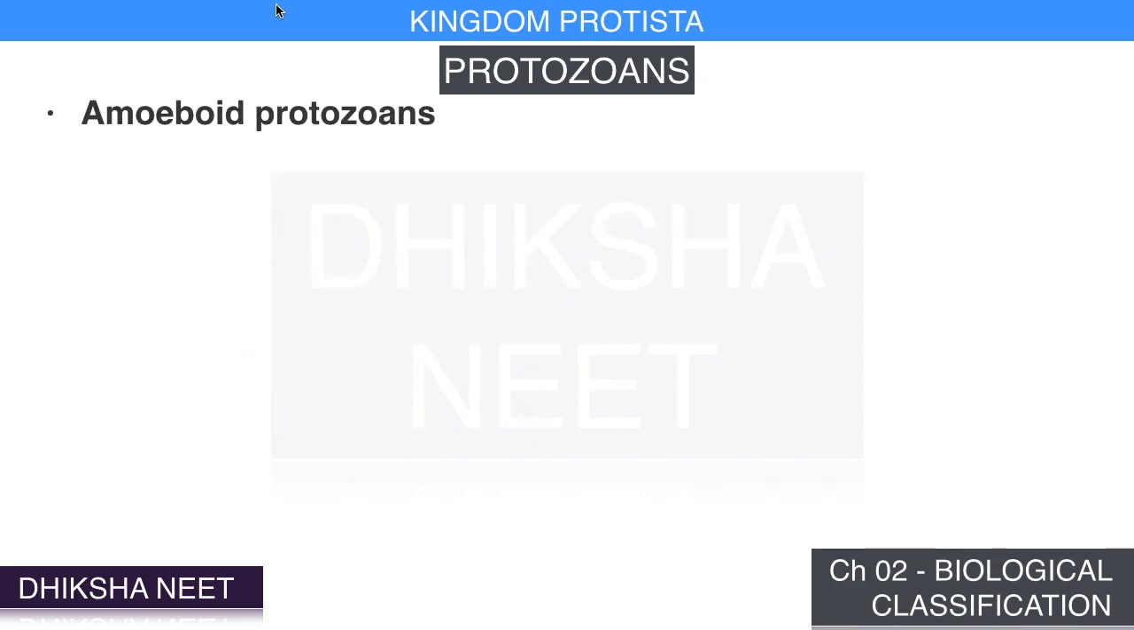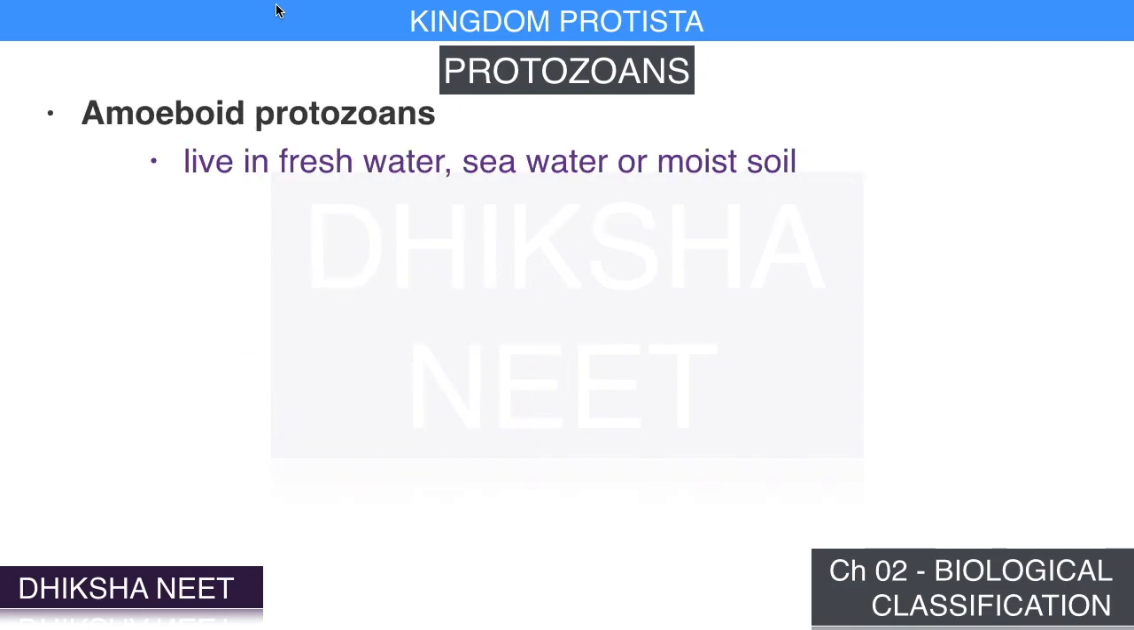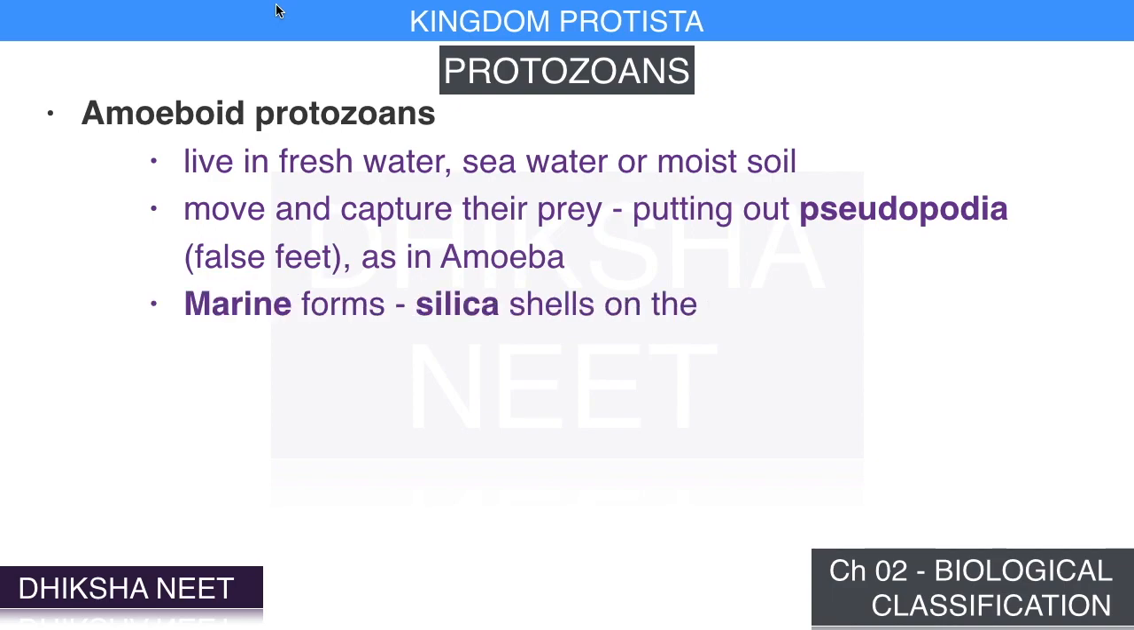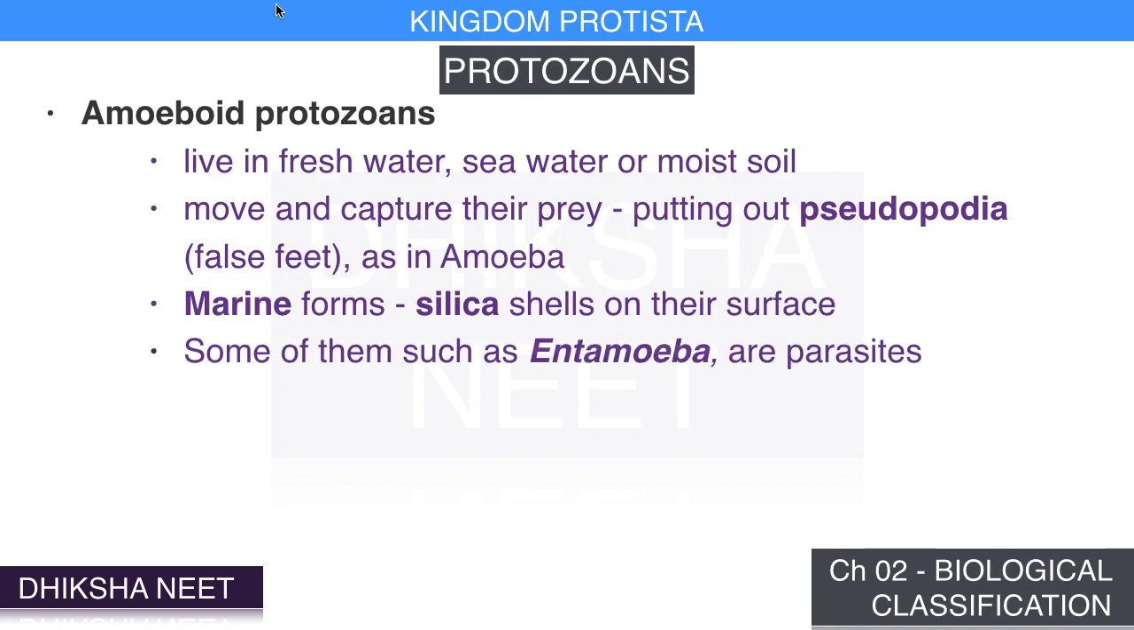Amoeboid protozoans. These organisms live in fresh water, sea water or moist soil. They move and capture their prey by putting out pseudopodia, false feet, as in Amoeba. Marine forms have silica shells on their surface. Some of them, such as Entamoeba, are parasites.